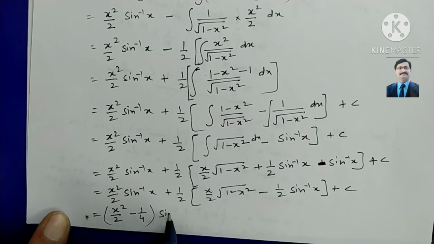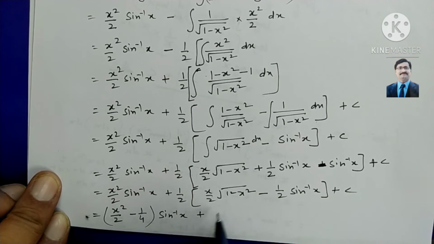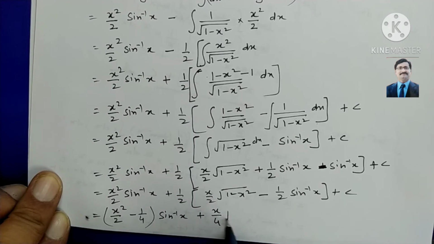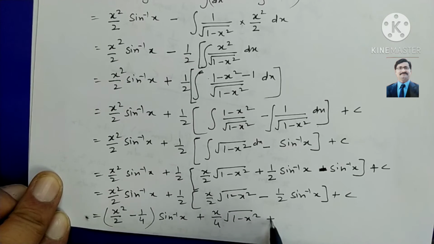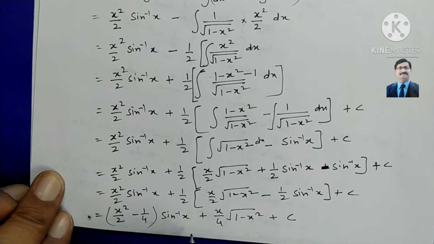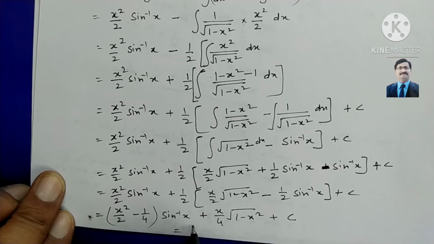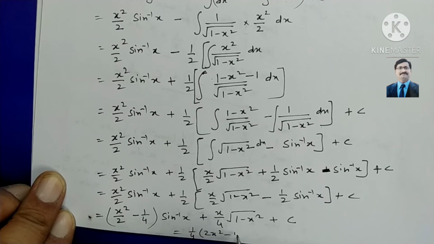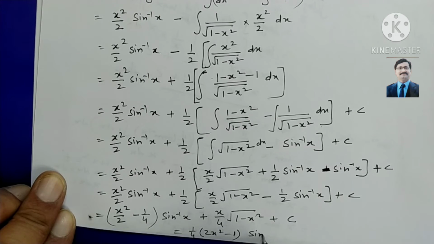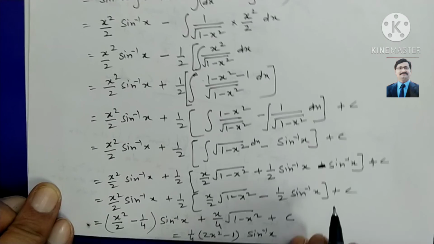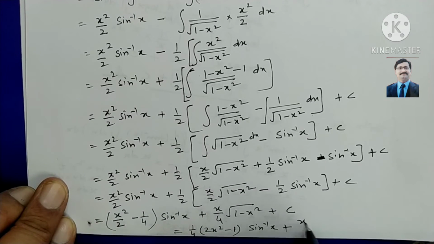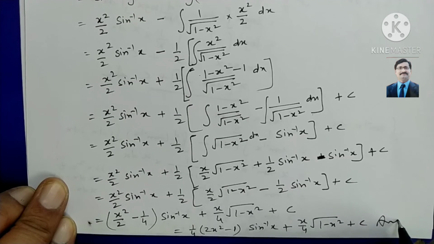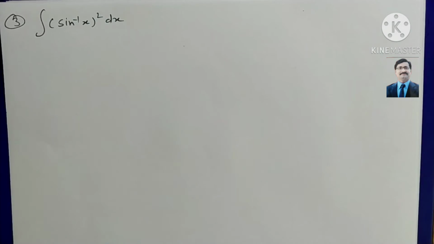Okay, and sin inverse x is common, this will be x upon 4 root 1 minus x square plus c. You take the LCM, so LCM is here, 1 upon 4 is outside, we can write 2x square minus 1 times sin inverse x, and plus x by 4 root 1 minus x square plus c. This is our answer. All of you understand this?